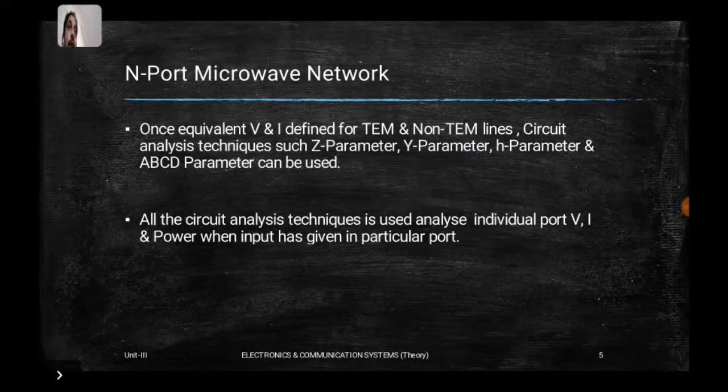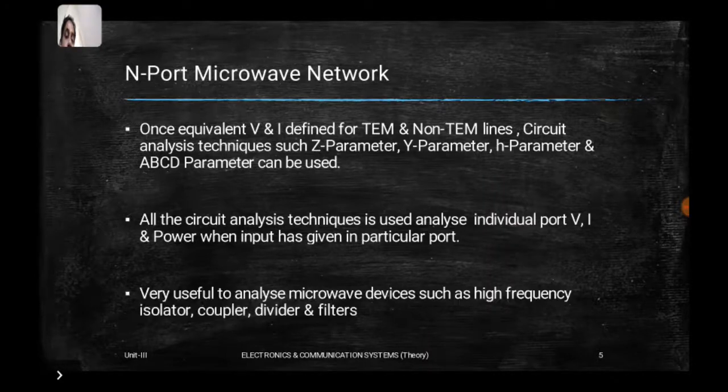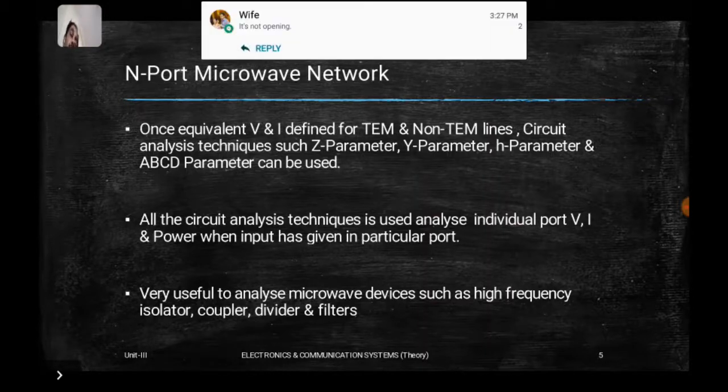Only then can I find out the unknown ports' voltage and current if other information is available, or else I should know all the voltages and currents to find out how much voltage is coming out, how much current is going out. So I should know the individual port voltage and current to find out power and transmitted power and everything. So it is very useful in microwave network analysis.